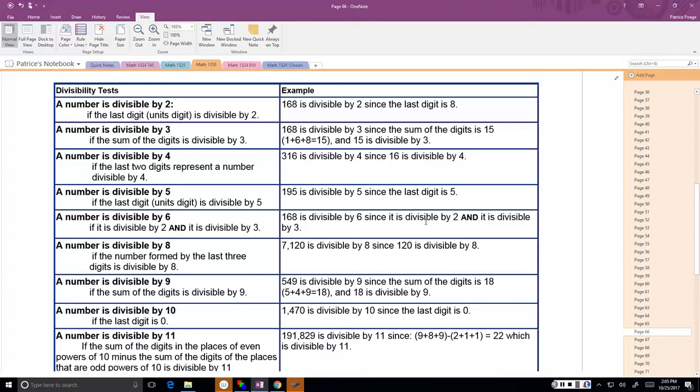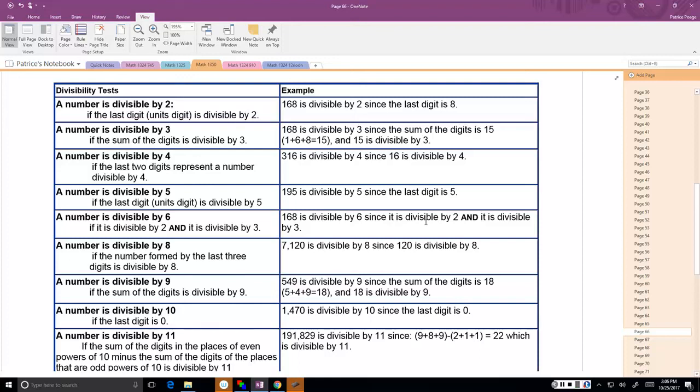If the last digit is a, okay. We'll look at those. A number is divisible by 2 if the last digit is divisible by 2. So 168 is divisible by 2 because 8 is divisible by 2. It's an even number. For 5, a number is divisible by 5 if the last digit is divisible by 5. In other words, if it's a 0 or a 5. So this is divisible by 5 because the last digit is a 0 or 5. A number is divisible by 10 if the last digit is 0. That's divisible by 10 because the last digit is 0. So we already know all those.